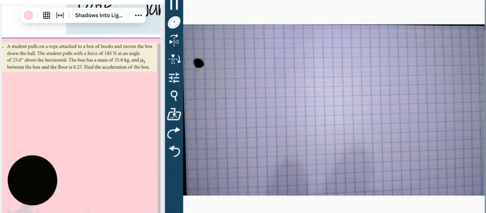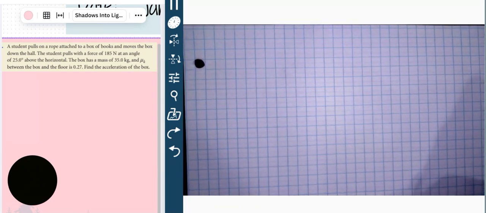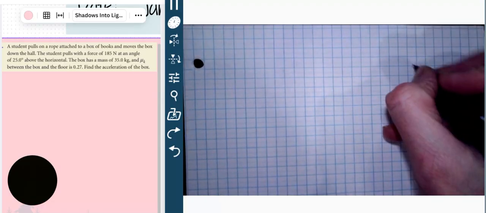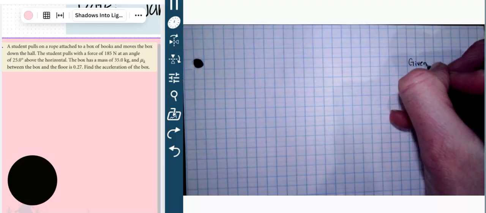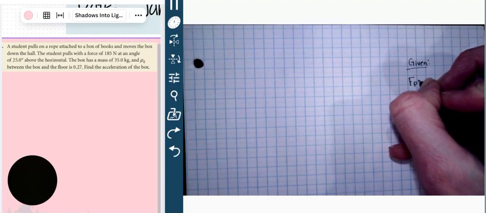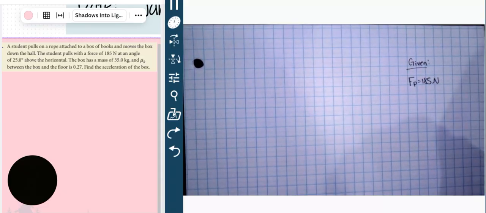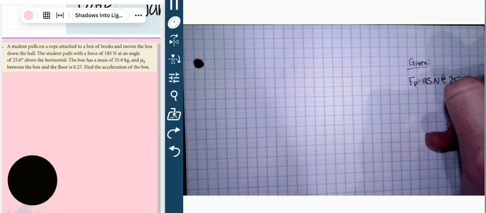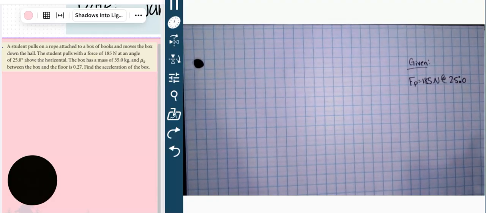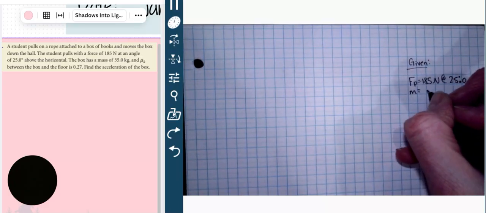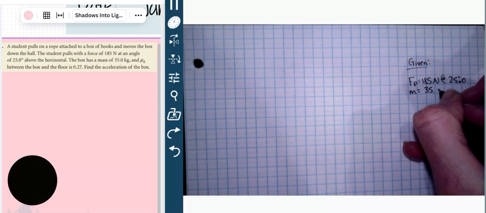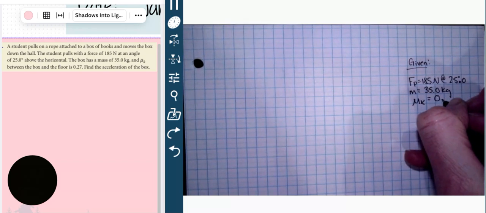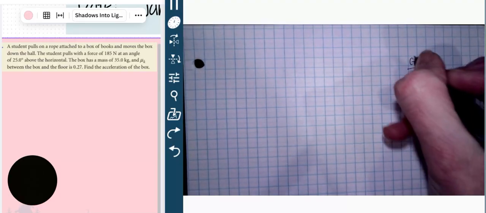Number 1 says a student pulls on a rope attached to a box of books and moves the box down the hall. The student pulls with a force of 185, so let's make sure we got our given information, our knowns. We know that the force pull is 185 newtons at an angle of 25.0 degrees, just so we remember sig figs here. The box mass is equal to 35.0 kilograms, and the mu k, as it is moving, is 0.27. I've got my given information jotted.